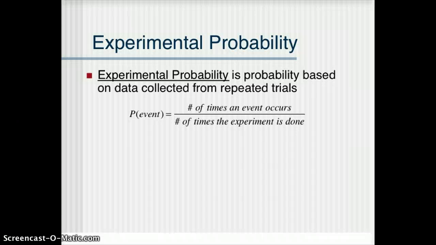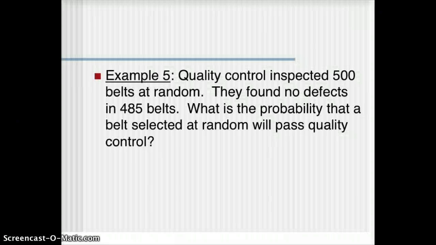So like if you shoot a basketball 100 times and you make 63 of your free throws, your experimental probability was that you make 63 out of 100. Okay? All right, so here it is.